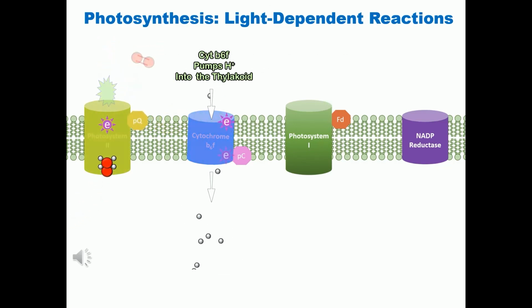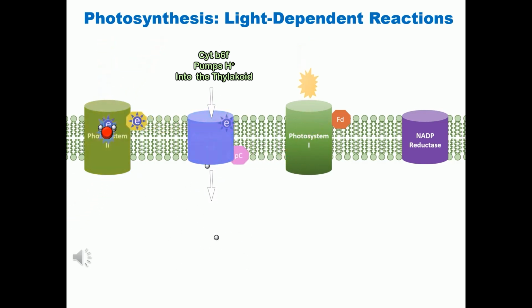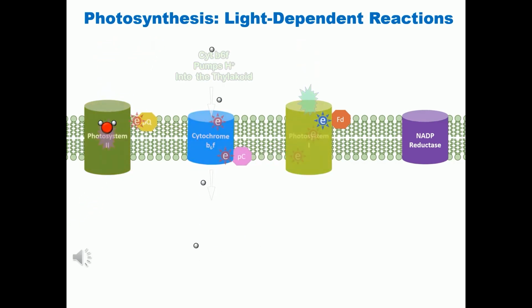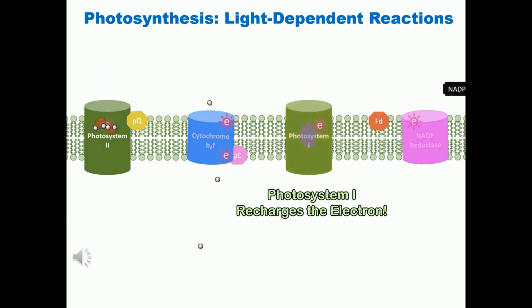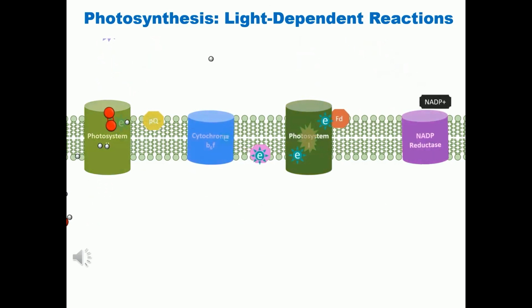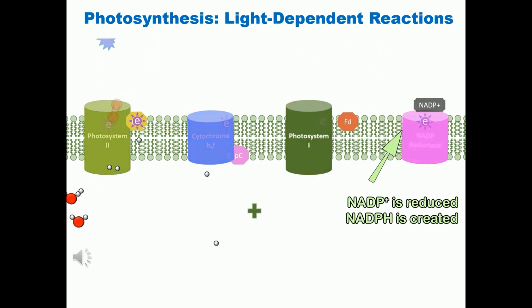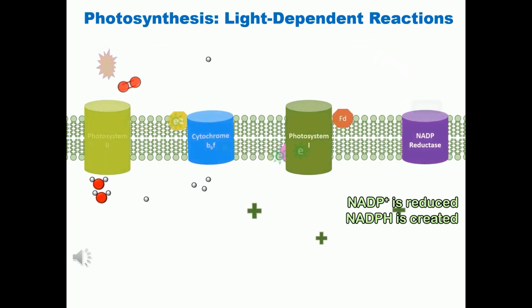So at cytochrome B6F, we can see that there are hydrogen ions being pumped into the thylakoid. And then over here at photosystem 1, there's no photolysis happening, but we're getting more photons, more light energy being captured. And then ferredoxin carries the electron over to NADP reductase, and now we have some NADP coming in and being reduced to NADPH. So that's what this is.